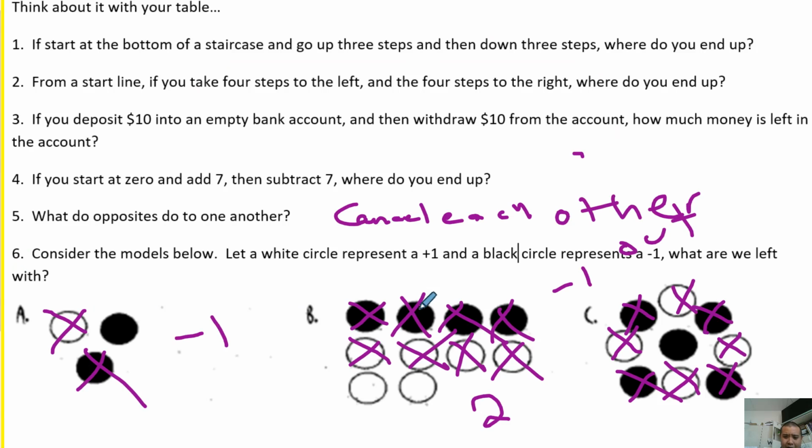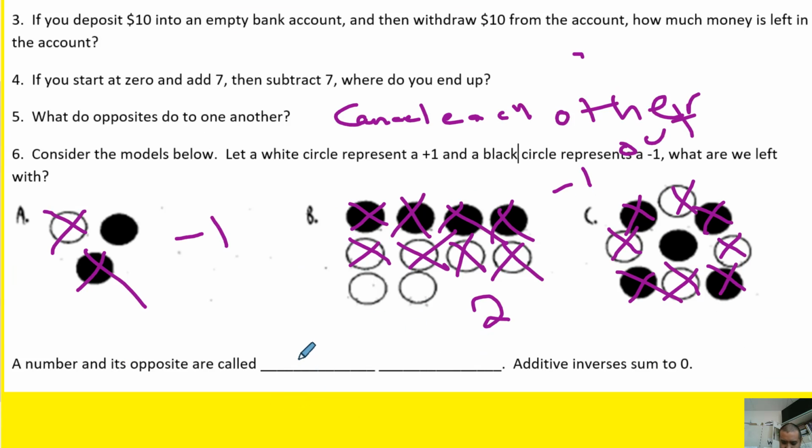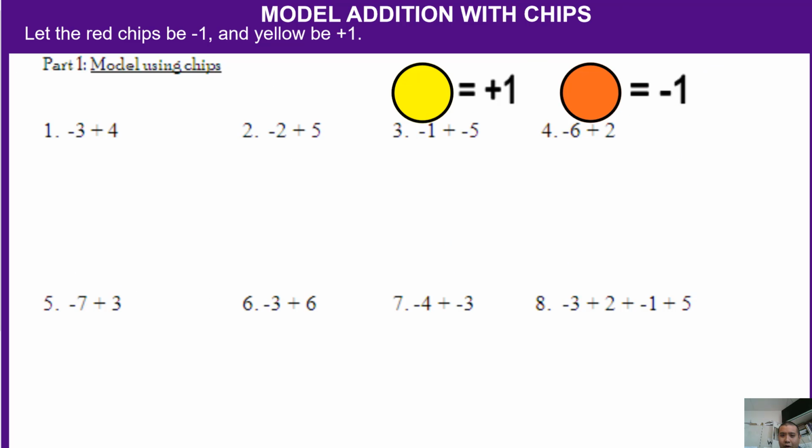Okay. Down here, a number and its opposites are called additive inverses. Additive inverses sum to zero. So negative 3 and 3 are additive inverses, negative 1.5 and 1.5 are additive inverses, and so forth and so on. To model this, we're going to use something called chips.